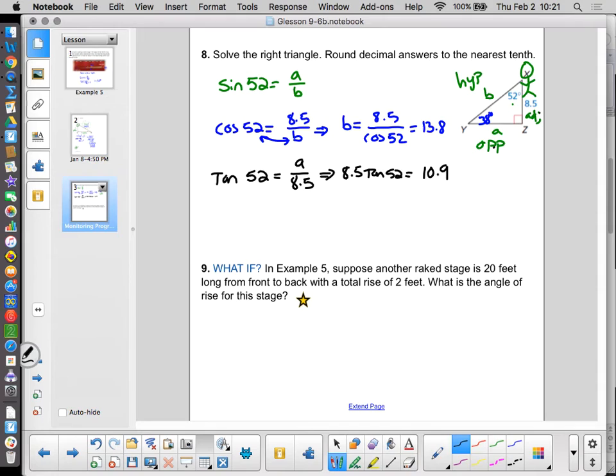One last question for you today. Suppose another raked stage is only 20 feet long front to back with a rise of 2 feet. So I'm going to give you a picture. It's 20 feet right here with a 2-foot rise here. The question is, what is the angle of rise for this stage? So given that picture, we need to find this angle. That is your final task of the day.